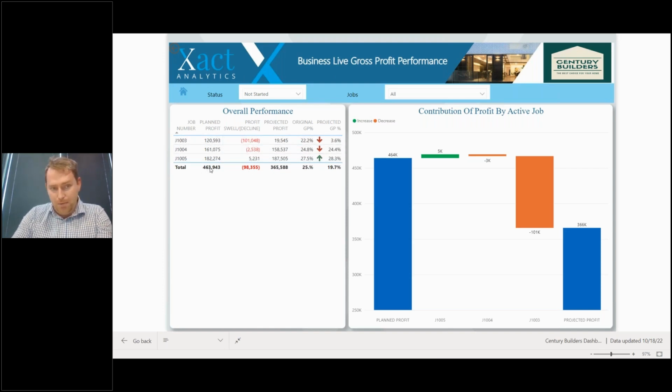So hoping to make 463. We chewed away 98 grand worth of profit. We're now seeing 365,000 as of the last few hours. These are all our margins, and this is our margin slip.